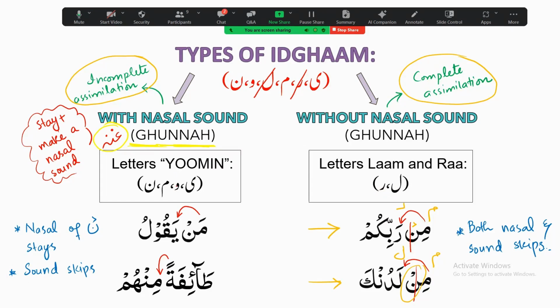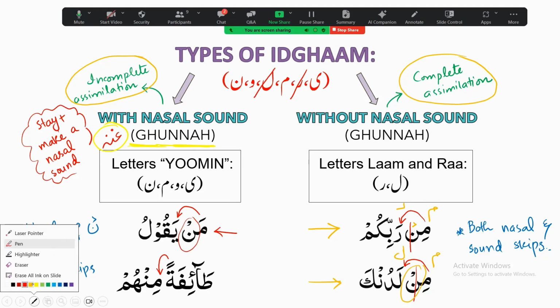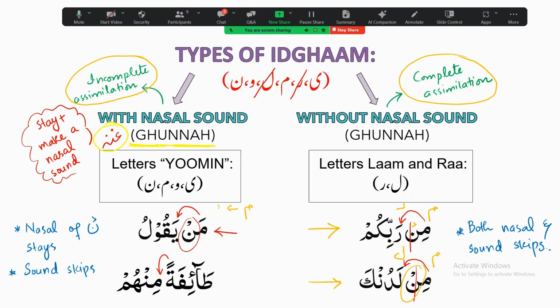These four letters, ya, waw, meem, noon, comprise the second type, which is incomplete assimilation, in which there is a nasal sound, the gunna, remaining of the noon sakin. Let's see the example here. "Man yaqulu." In this you see a noon sakin, and after noon sakin you see the letter ya, which is one of these four letters. So what we are doing here is assimilating the sound of meem into ya, and we skip the noon sound.